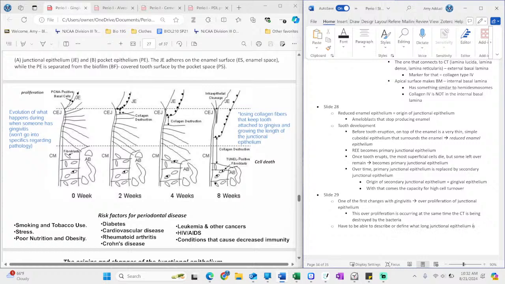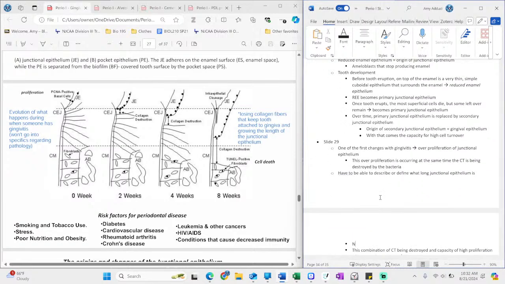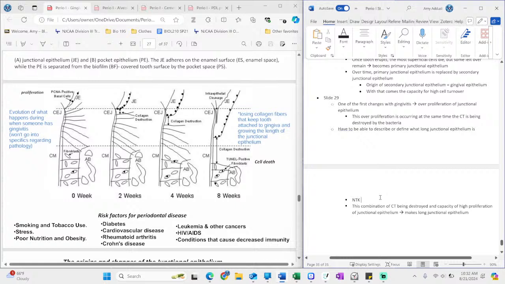Okay, you need to know that it happens once gingivitis is established and is the result of this fast production of cells from the gingival epithelium, from the junctional epithelium itself.